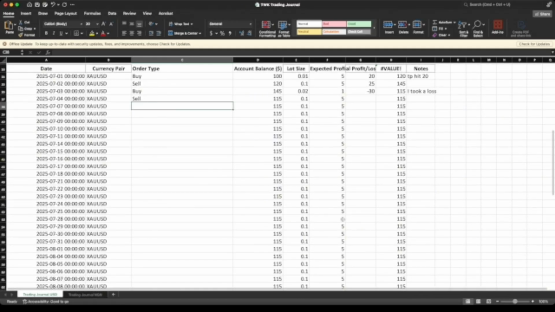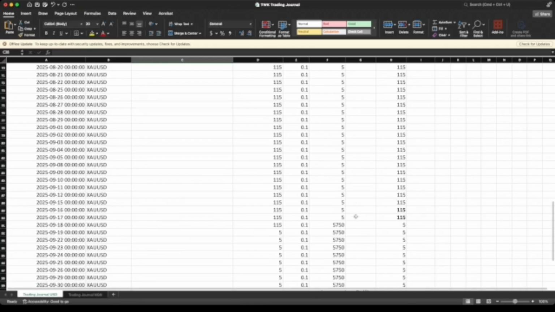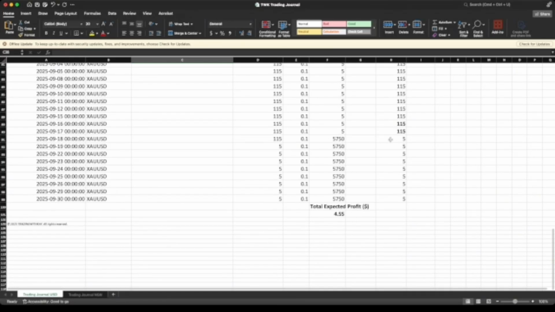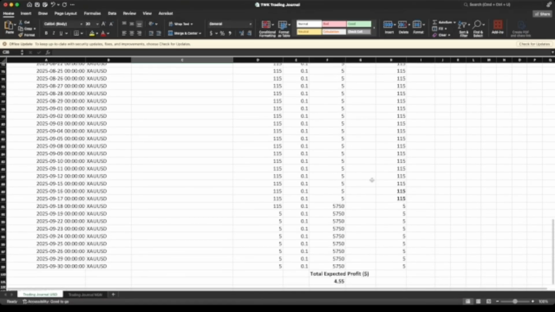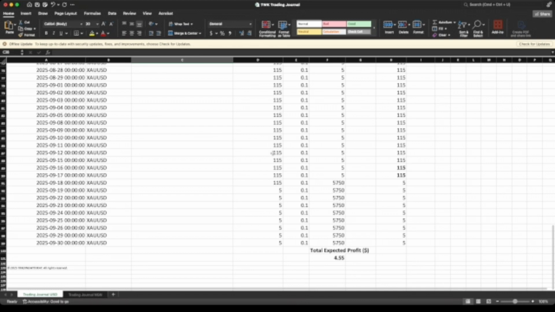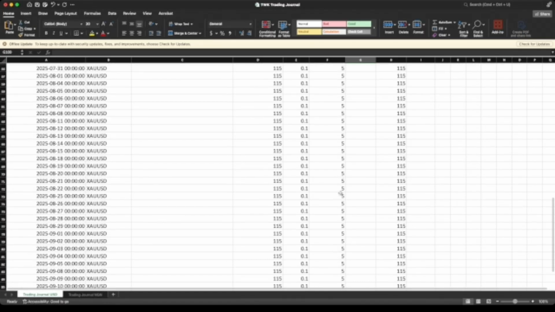You should get to see your total balance underneath here for every trade you take. So the accumulated, I mean, the expected profit till the end of the period is what you would find down here. So that is basically how to use the trading journal.